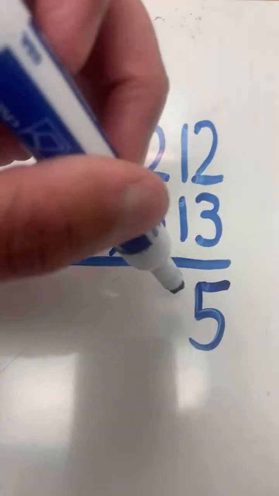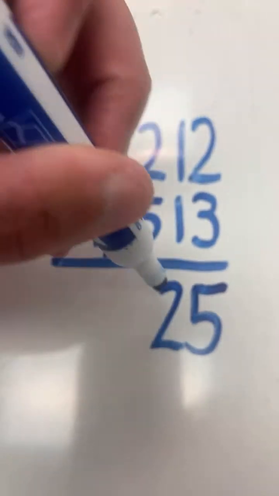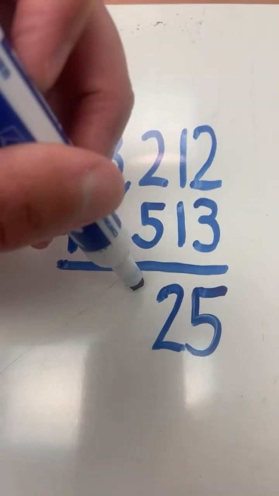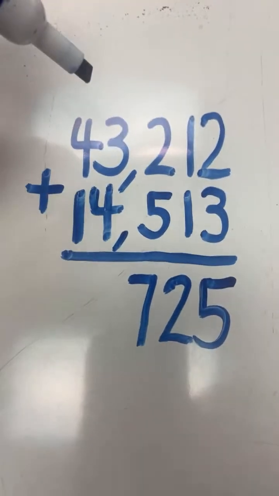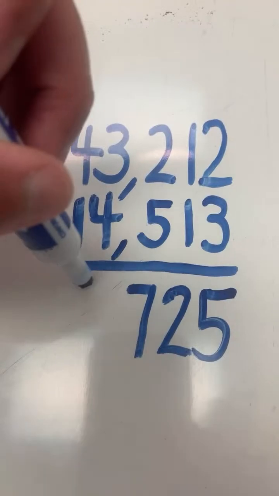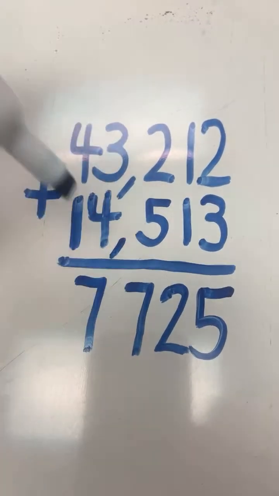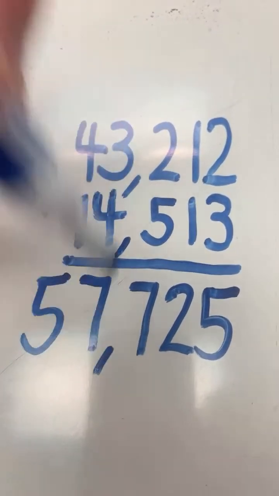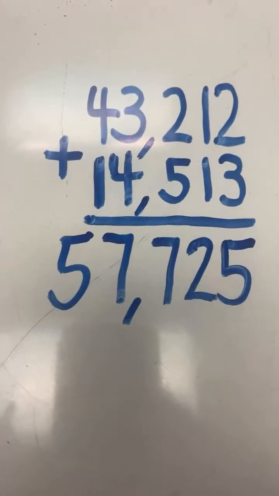1 plus 1 equals 2. Again, no regrouping needed. Now in the hundreds place, 2 plus 5 equals 7. 3 plus 4, again, equals 7. And 4 plus 1 equals 5. So no regrouping needed for the first problem.